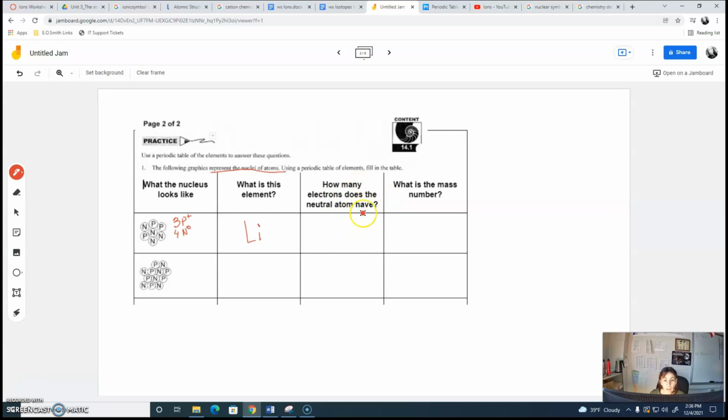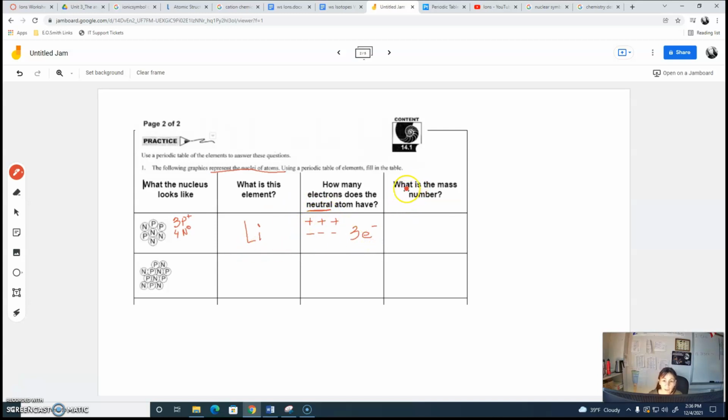Question: how many electrons does the neutral atom have? Well, if it's neutral, the positive charges, which are 3 protons, must be balanced by 3 negative charges, meaning that I have 3 electrons. So I have to have 3 electrons in order for this atom to be neutral.